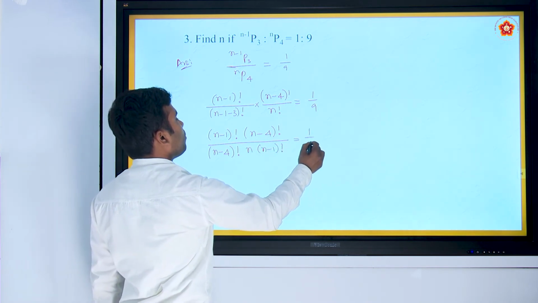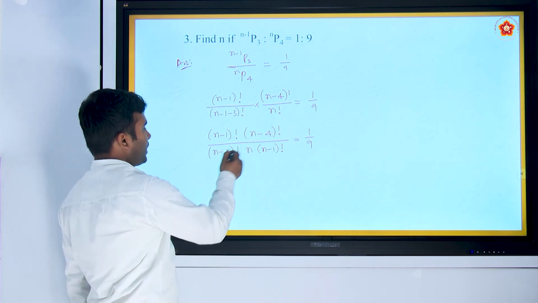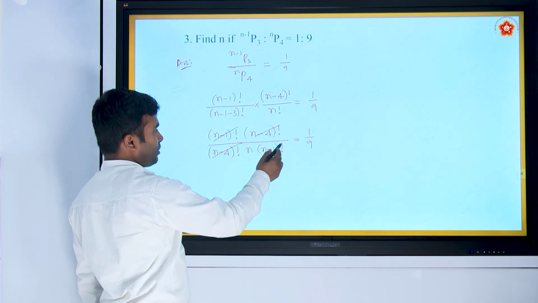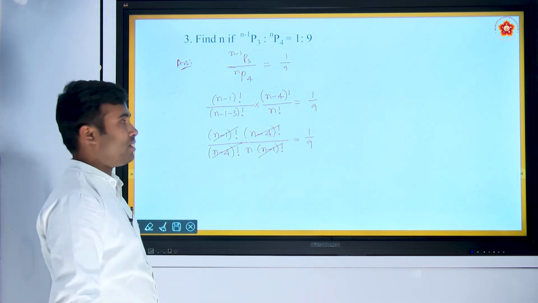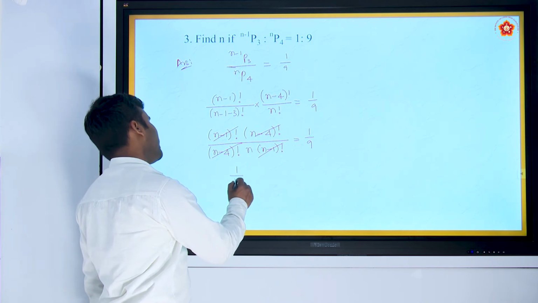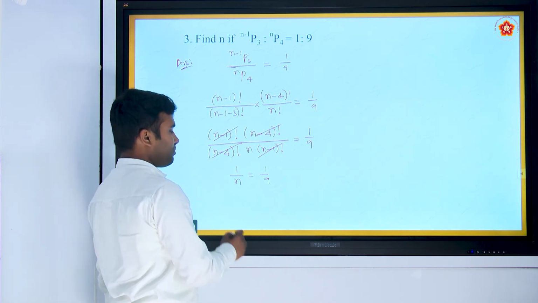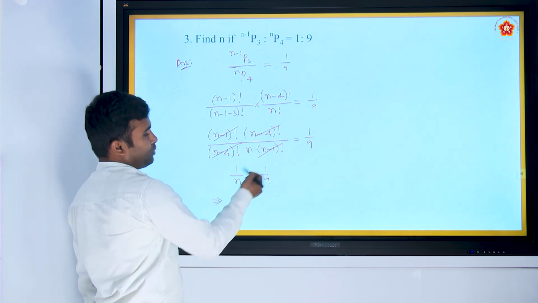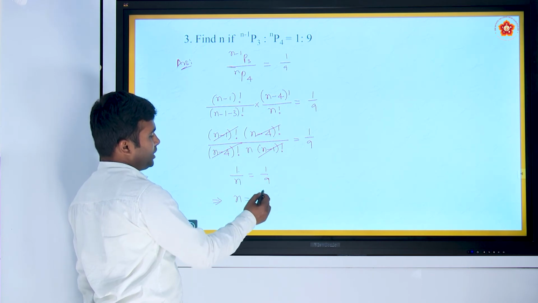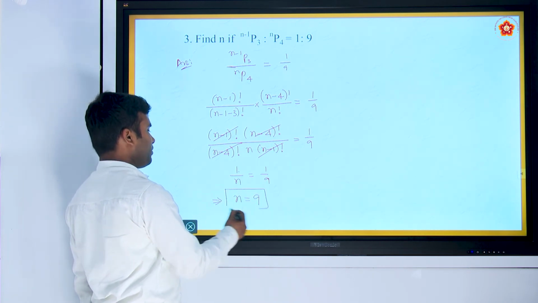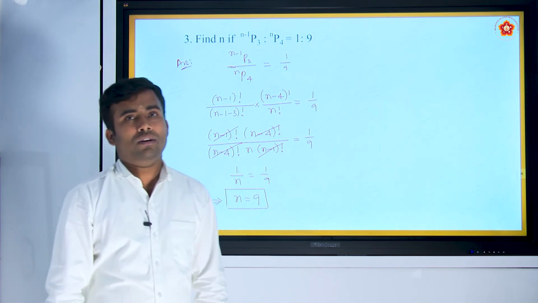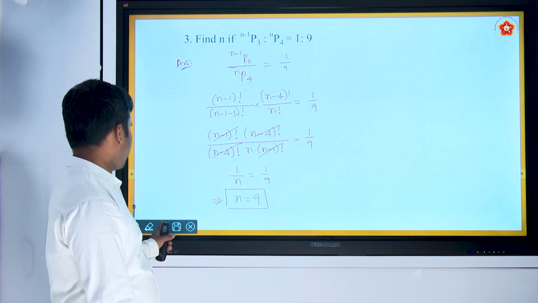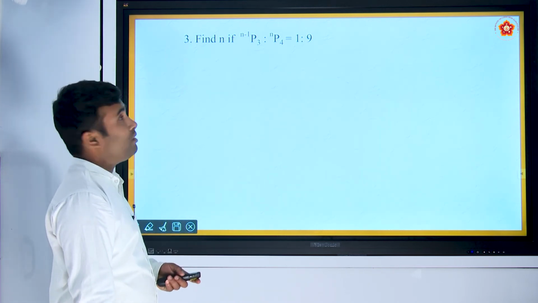Here (n minus 4) factorial cancels, and (n minus 1) factorial gets cancelled. We are left with 1/n is equal to 1/9, and you do cross multiplication. n into 1 is n, 1 into 9 is 9. So here we got the value of n as 9. Hope you understand this. Similarly, we will try out another example.